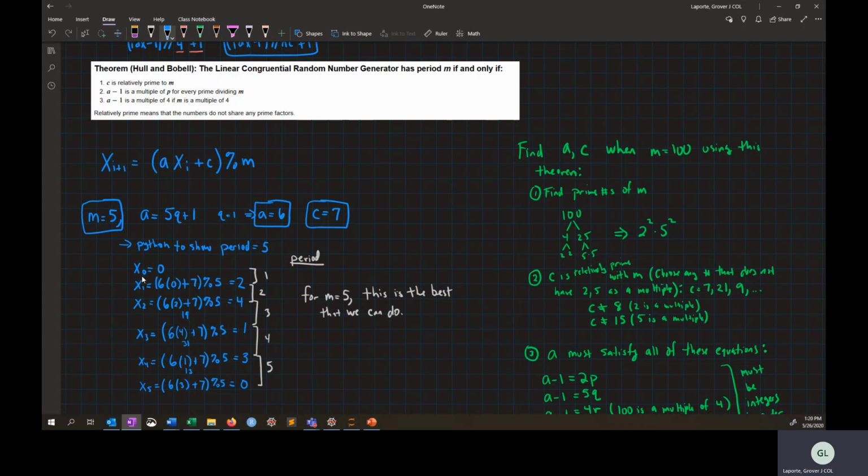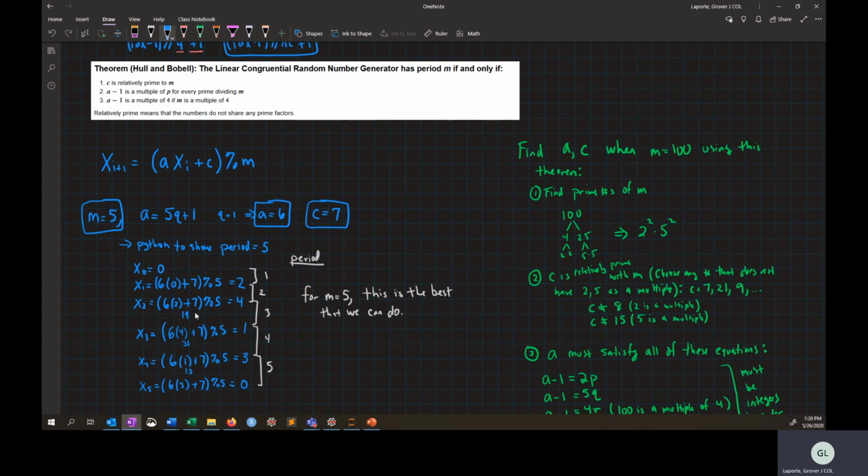Suppose we start off with our seed, right? This is called the seed, the first number in your sequence, x0. You may have heard that before when talking about random numbers in the computer. So seed it at 0, and then find out what happens. Well, take 6, because 6 was A, so it's A times x0, or 0. 6 times 0 plus 7 is 7. 7 mod 5 gives me a remainder of 2, and that's where the 2 comes from, and the 2 gets substituted into here. 6 times 2 is 12.